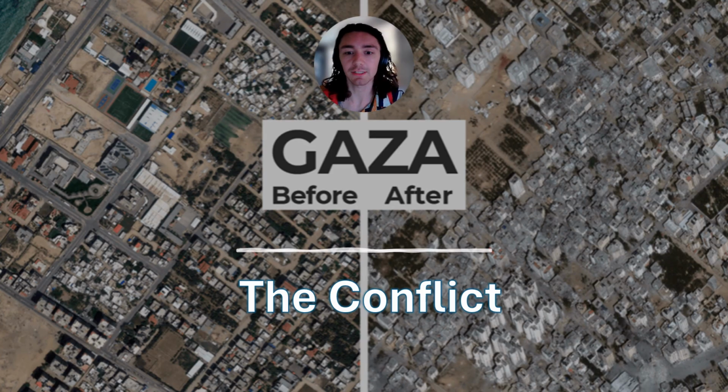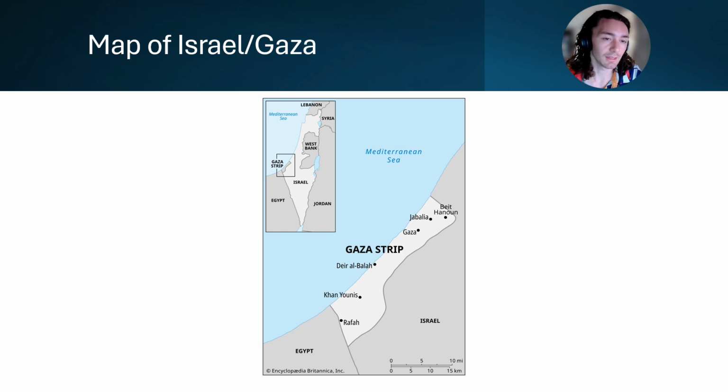We'll go into the conflict. Here's a map of Israel and Gaza, just to give you some reference whenever we talk about Gaza, the West Bank, and Israel. This shows kind of where they are and how large they are relative to each other.